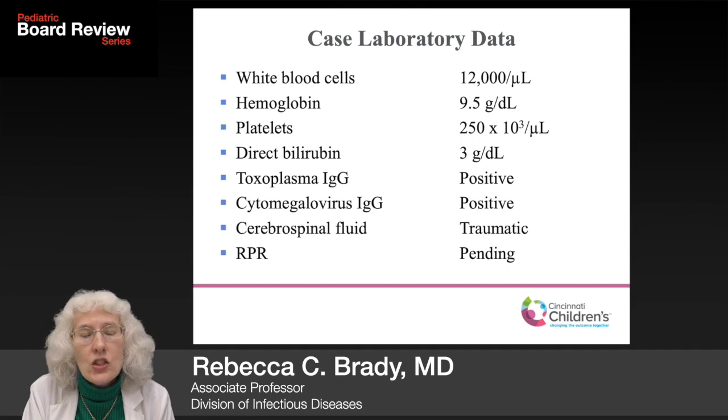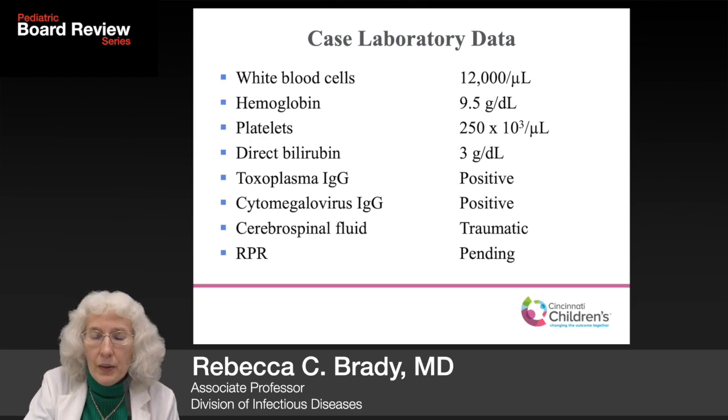His laboratory studies show a white blood cell count of 12,000, hemoglobin is 9.5, platelets are 250,000, direct bilirubin is elevated at 3, his Toxoplasma IgG is positive, his Cytomegalovirus IgG is positive, the cerebrospinal fluid is traumatic, and there's an RPR pending.